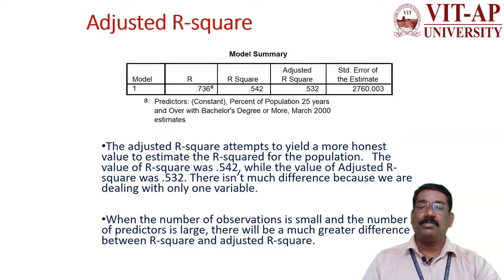And next we talk about adjusted R square. The adjusted R square attempts to yield a more honest value to estimate R squared for the population. The value of R square was 0.542, while the value of adjusted R square is 0.532. There is not much difference because we are dealing with only one variable. When the number of observations is small and the number of predictors is large, I think there will be a much greater difference between R square and adjusted R square.